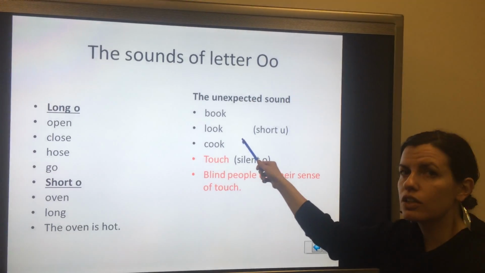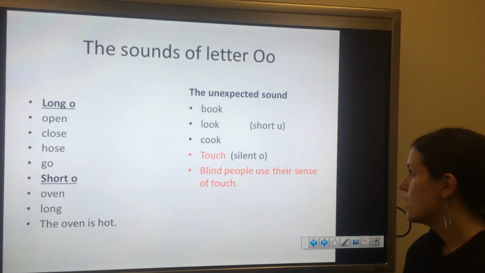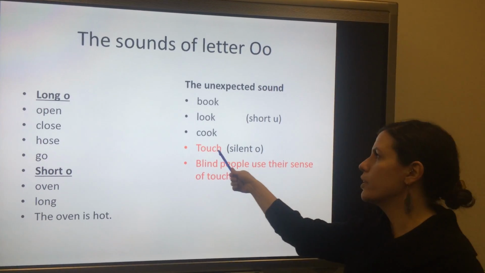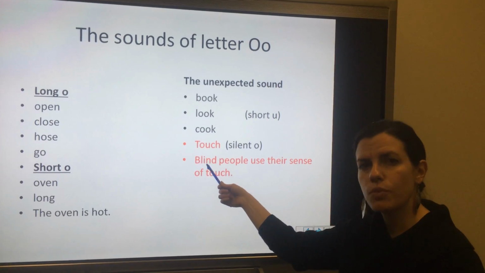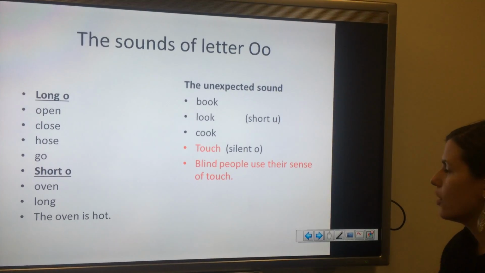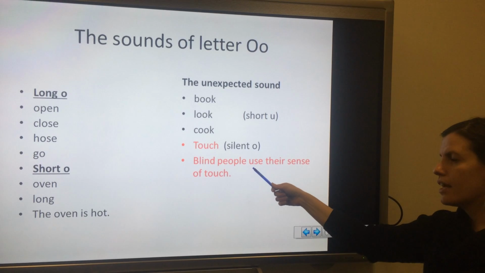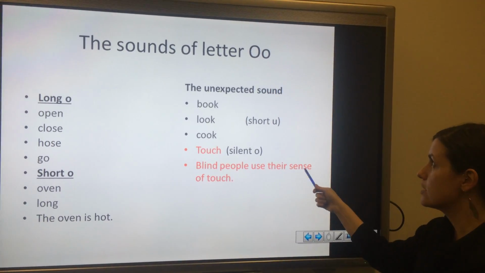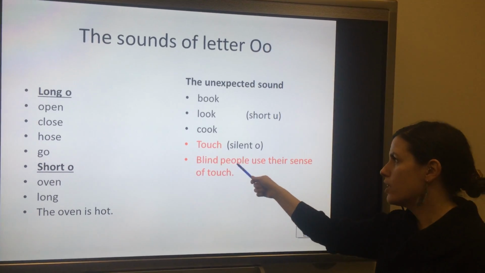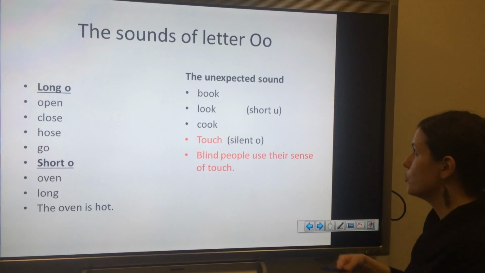Now the unexpected sound. In these 3 words, the sound is like the short U. Book, look, and cook. Here we have a silent O in the word touch. Just the U makes the sound. And here is our sentence. Blind people use their sense of touch. And also the O in people is silent too.